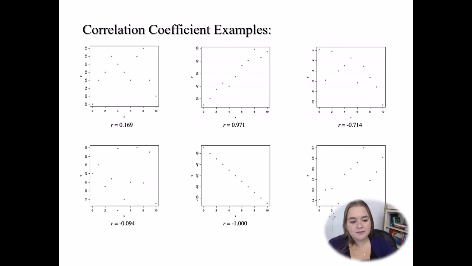Here's some examples of some correlation coefficients, just so that you can see what I mean by a weak or a strong association. So this one here, this R value of 0.169, well, if I look at the data, there's no pattern. This is a very weak or no strength of correlation here. Whereas this one, with an R value, a correlation coefficient of 0.97, that's a pretty strong correlation. It definitely follows that linear pattern.